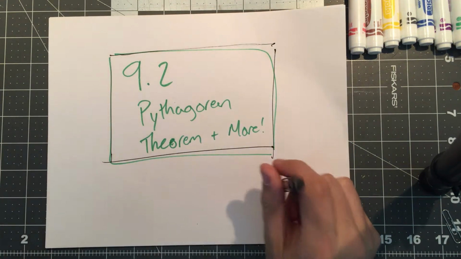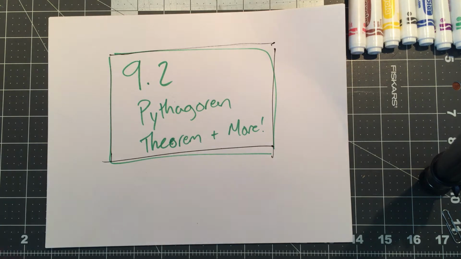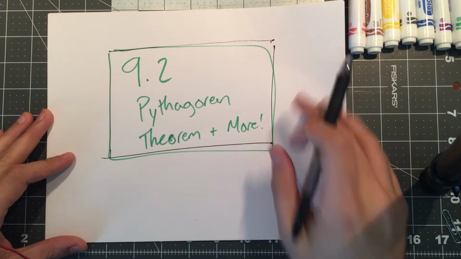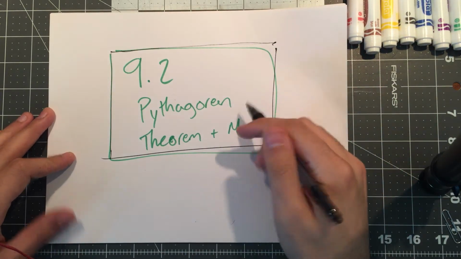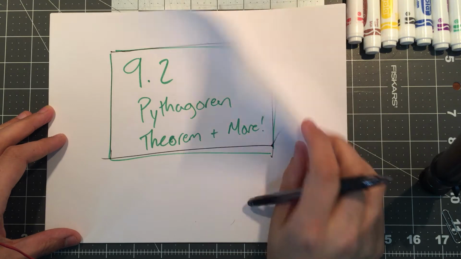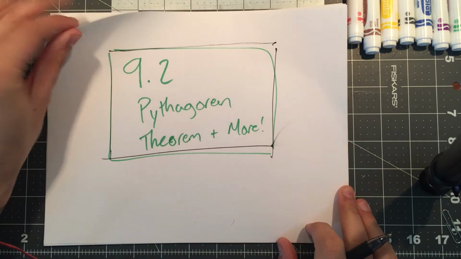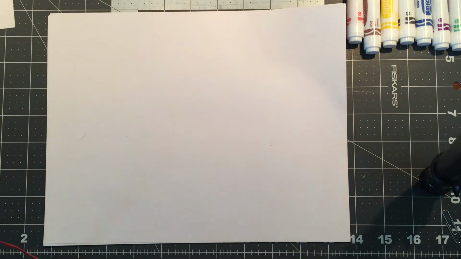Alright, 9.2. We're talking about the Pythagorean Theorem and some additional things with it, so not just the theorem. I know most of you know the theorem and you're very good at it, but there's not just the stuff we did in middle school, there's a little bit more on top of it. This should be a quicker video, hopefully, but we'll see how long it takes. Alright, let's start just with the Pythagorean Theorem.